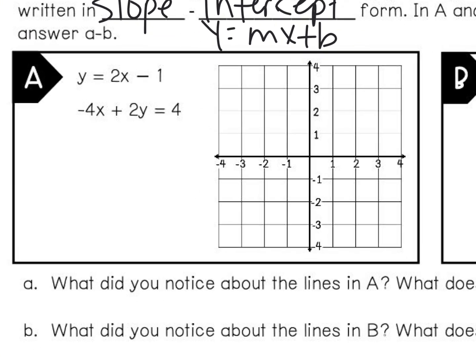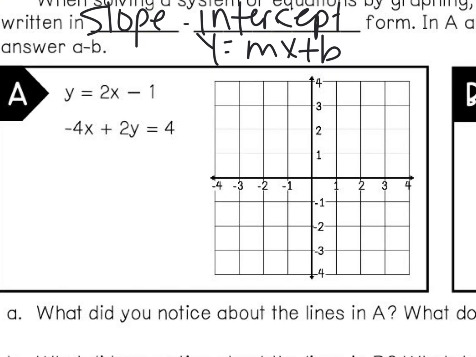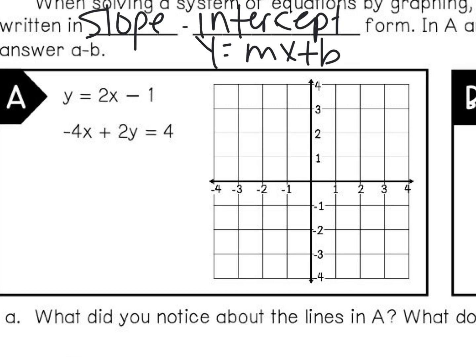So remember on A, this first one, if you have two colors, you can use two colors. If not, you can just label them. So we're going to start down here at -1. We're going to count our slope, rise 2, run 1. You can do that multiple times if that helps you with your line.